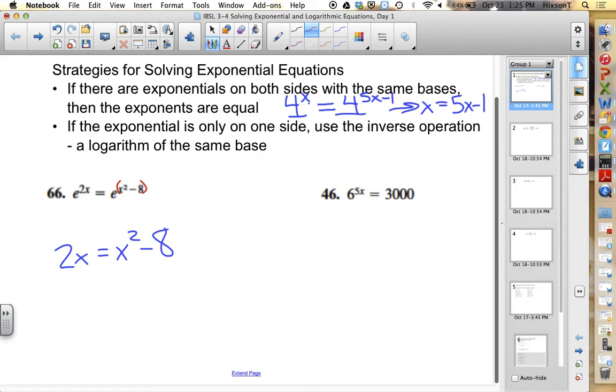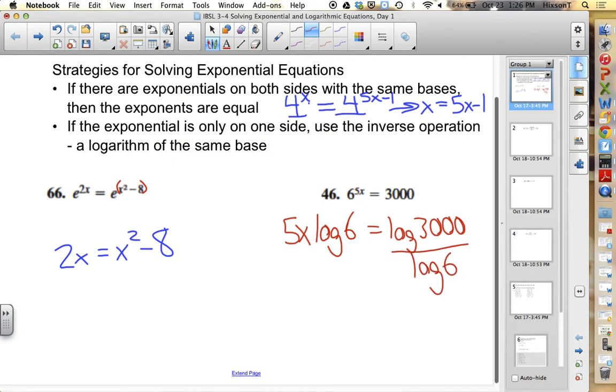Derek, can you help us out? Can you make them both logs? Okay, and you make the 5x in front on the left side. So it'll be log of 6 times 5x. If you do that and then you pull the 5x out in front, that's going to equal the log base 10 of 3,000. Then you divide by log of 6. And essentially what you just did is rederive the change of base formula.